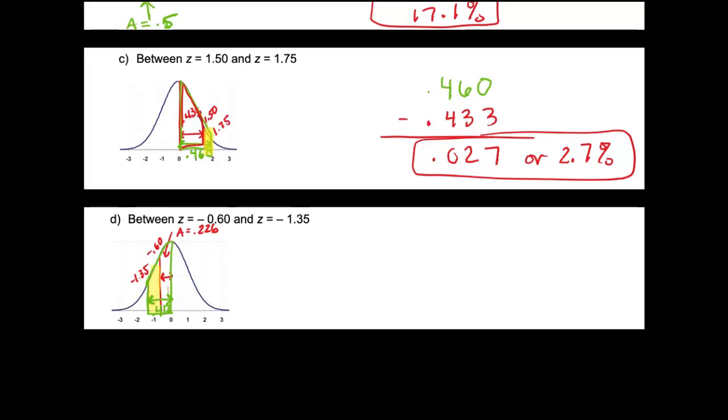So the entire area between 0 and 1.35 is 0.412, but I don't want that entire area. I want to remove that white section because I don't need it. I only want the yellow. So I am going to take the entire area, which is 0.412, and I'm going to subtract what I don't want, 0.226. Okay, and if I subtract those two, then I get 0.186 or 18.6%.